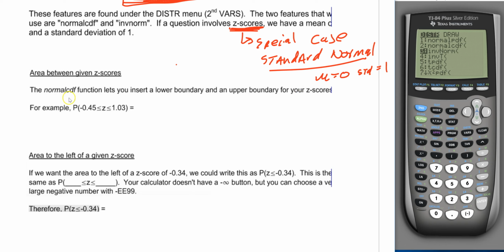So look at this first one. Right, they want me to find the probability, it's a z-score. So if I see z-scores or standard normal, I got to be thinking this: that's my mean 0 and standard deviation 1. So they want me to do between negative 0.45 and 1.03. So I go my second distribution. I go normal CDF. I'm trying to find between two things. And I type in my values. Negative 0.45 and 1.03. Now again, standard normal or z-score is 0, 1. That's usually the default when you turn on your calculator. It's usually on 0, 1. So you hit enter and you get your value. It's about 18%, 18.6%.